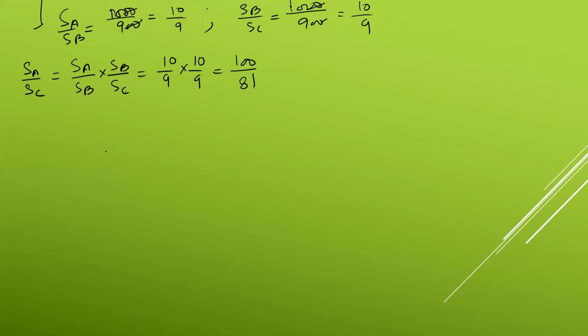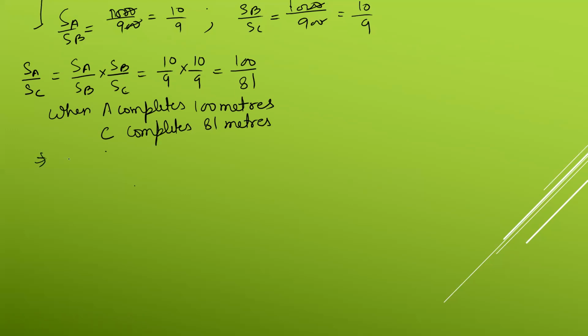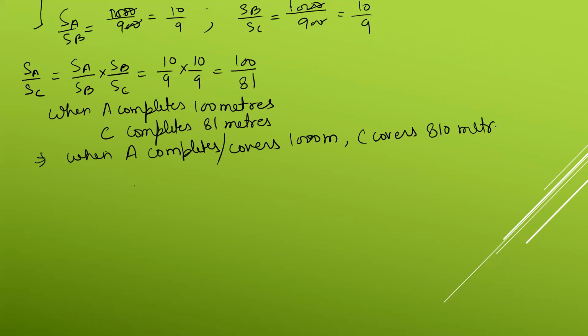What does that mean? Can somebody tell me? Yes. When A completes 100 meters, your C completes 81 meters, which implies when A covers 1000 meters, C covers 810 meters.